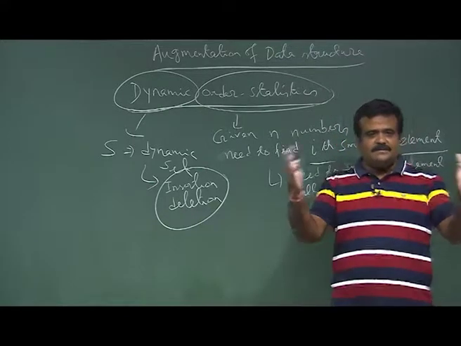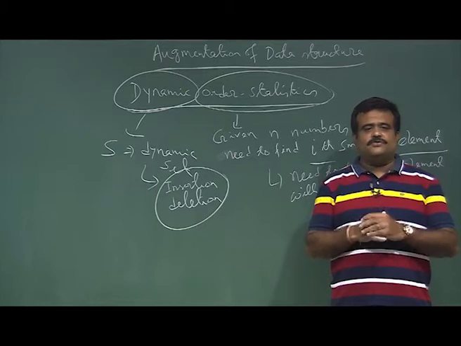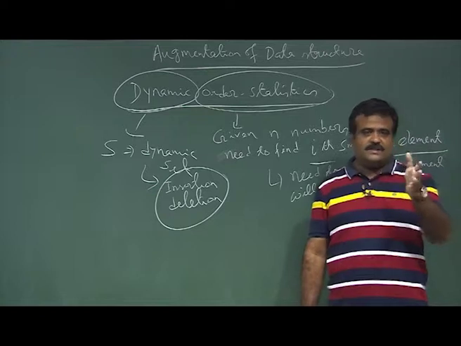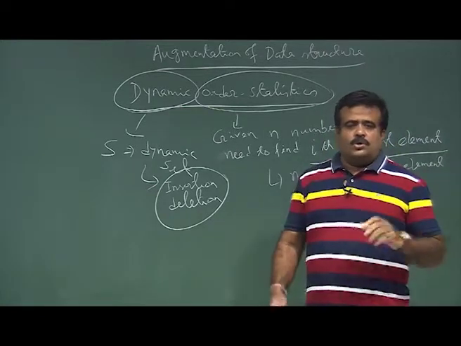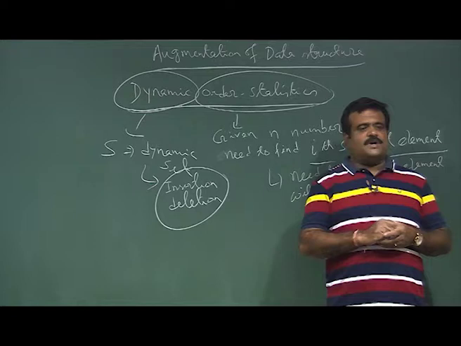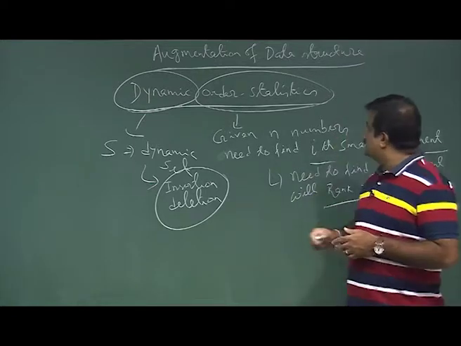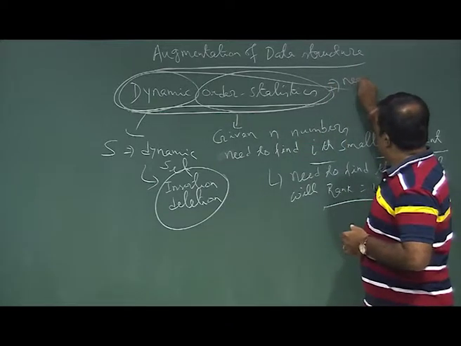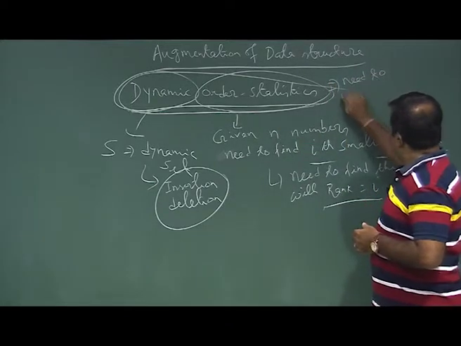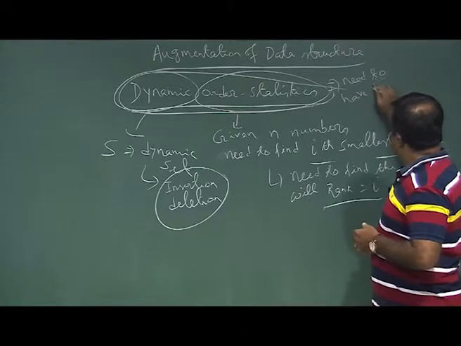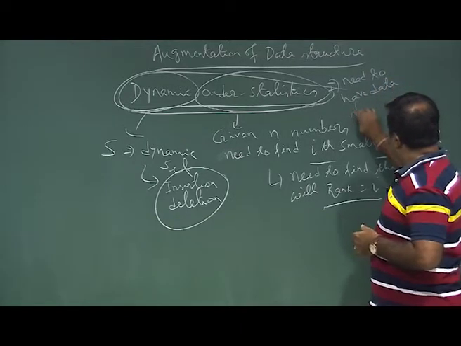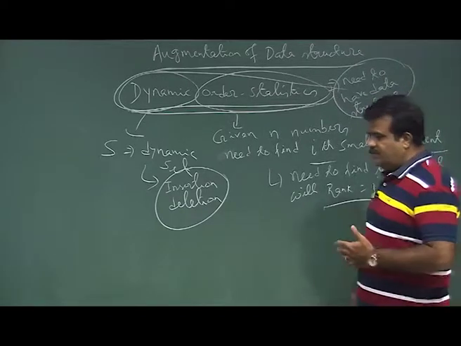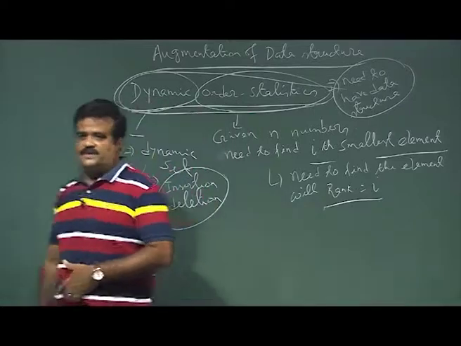Now suppose we have a dynamic set and the problem is to find the ith smallest element in that set. But now the set is dynamic. So for this problem we need to have a data structure for dynamic order statistics, so that we can solve this problem in a faster way.